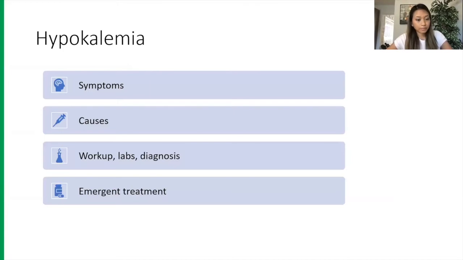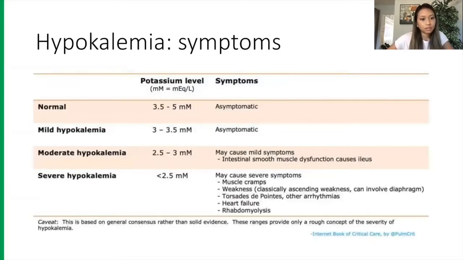And hypokalemia. So this is a great chart, again, from that same website that I've been stating. The symptoms for hypokalemia, if it's mild, like 3 to 3.5, there's really no symptoms. If it's moderate, you can get intestinal smooth muscle dysfunction. It can cause ileus. This is really not ideal in post-op patients. With severe hypokalemia, you can get muscle cramps, weakness, arrhythmias, heart failure, and rhabdo. Next.